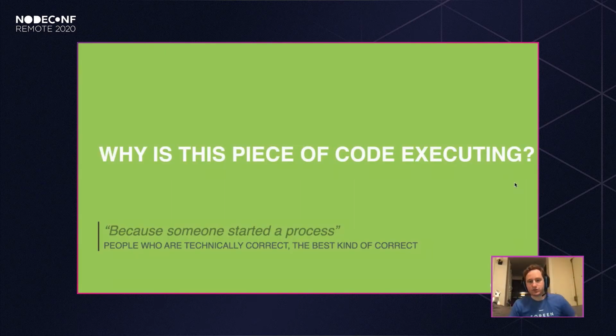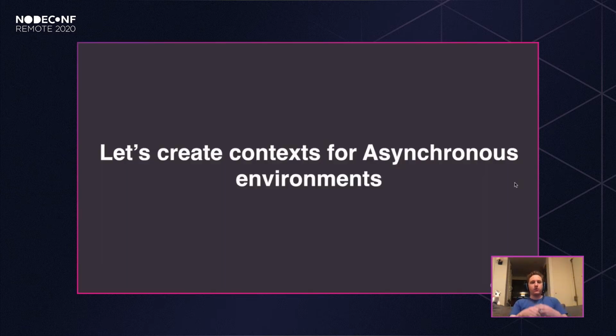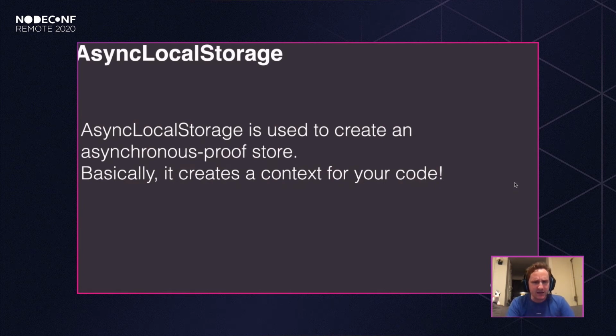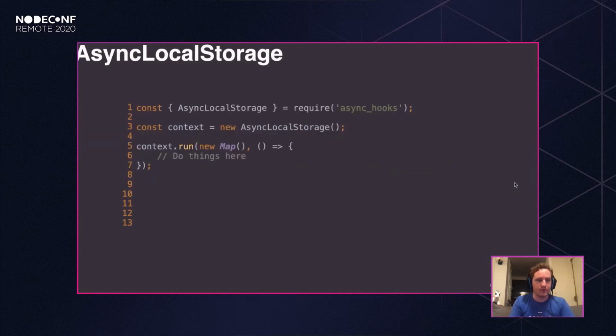So that leads me to the second part of the talk. Why is this piece of code executing? When you look at a line of code running in Node.js, why is it running? So that's why we created AsyncLocalStorage in Node.js. It's an API you can use to create context in asynchronous environments. AsyncLocalStorage is used to create an asynchronous proof store. Basically, it creates a context for your code and will spread it through the event loop for you.